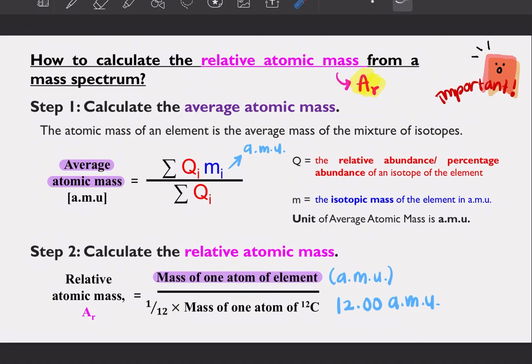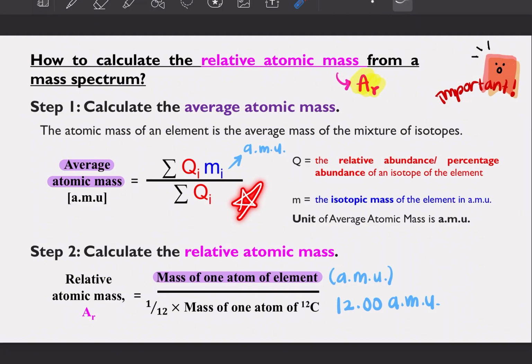Okay, so there are 2 steps, right? If you get a mass spectrum, first you have to calculate the average atomic mass. Okay, so average atomic mass, it is not the same as relative atomic mass. Okay, so average atomic mass, your value will have a unit, AMU, or also known as atomic mass unit. Okay, to find average atomic mass, we will use this formula.